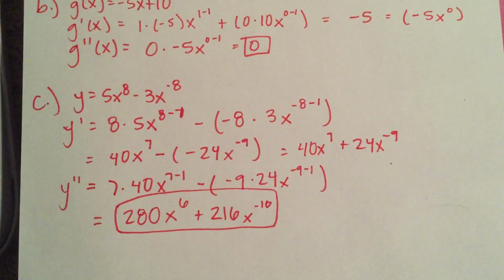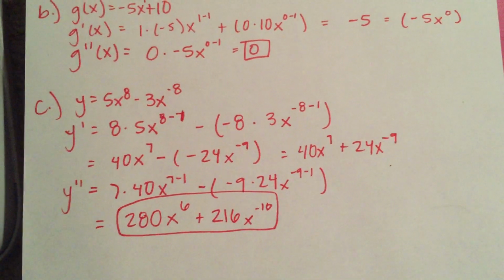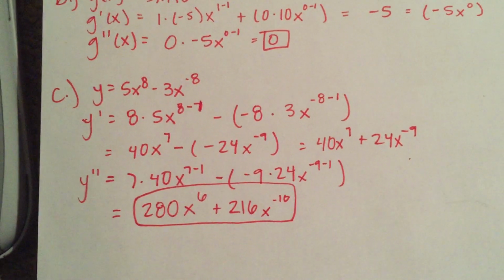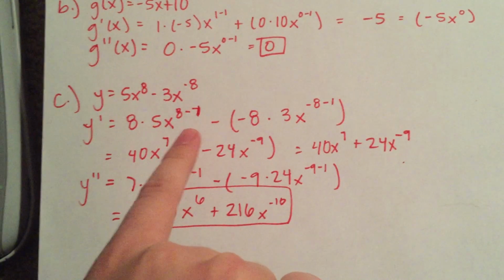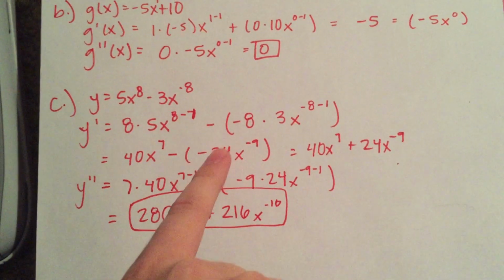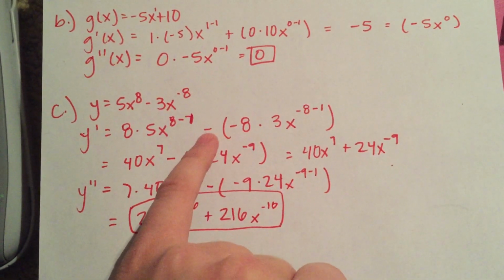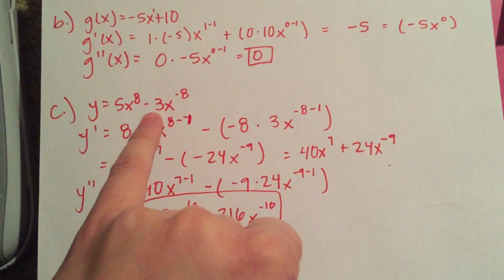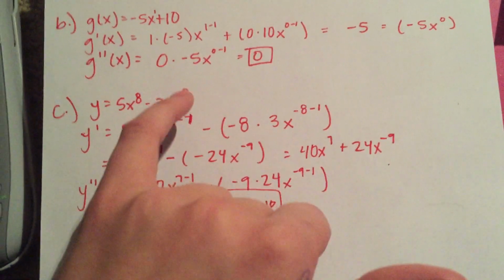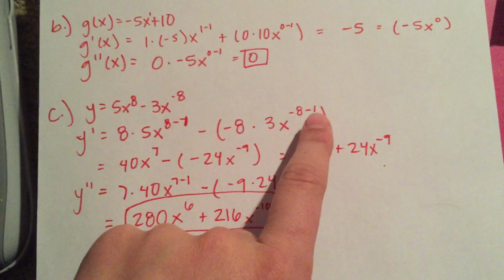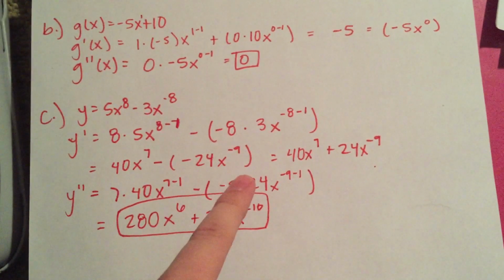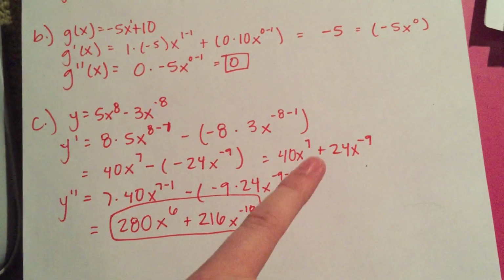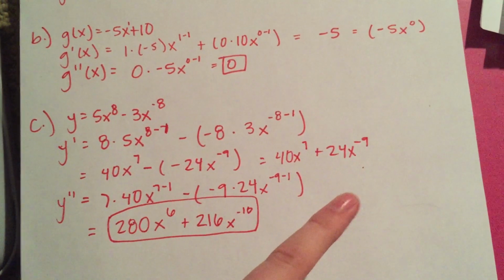And c is y equals 5x to the power of 8 minus 3x to the power of negative 8. So the first derivative, bring down the 8. 8 times 5 times x to the power of 8 minus 1. And then subtract, bring down the negative 8 here, negative 8 times 3x, and then subtract 1 from the exponent. So you get 40x to the power of 7 minus negative 24x to the power of negative 9, which is 40x to the power of 7 plus 24x to the power of negative 9.